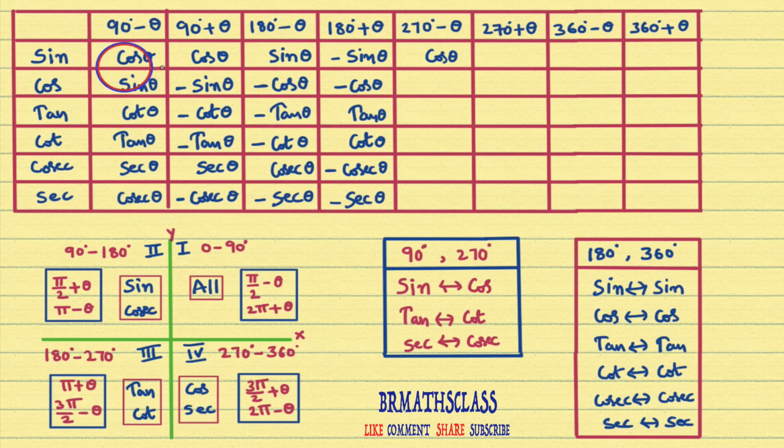In third quadrant, sine is negative. So this is minus cos theta. I hope you are understanding. Now, cos 270 degrees minus theta. As you saw 270 degrees, cos changes to sine. You write sine theta.